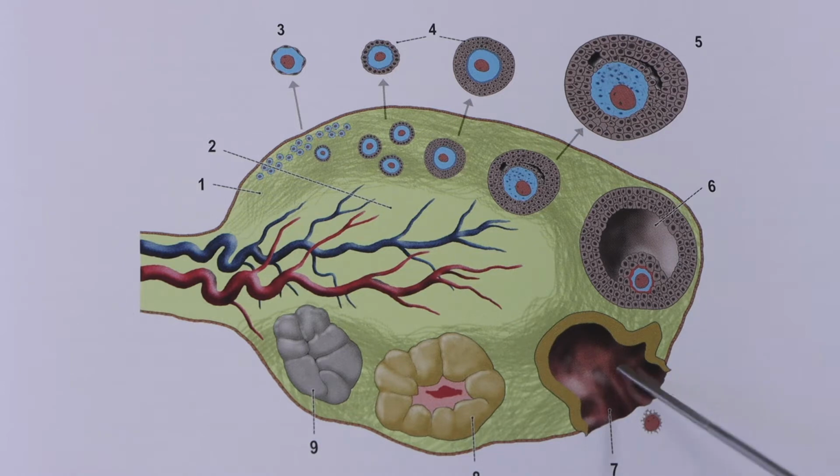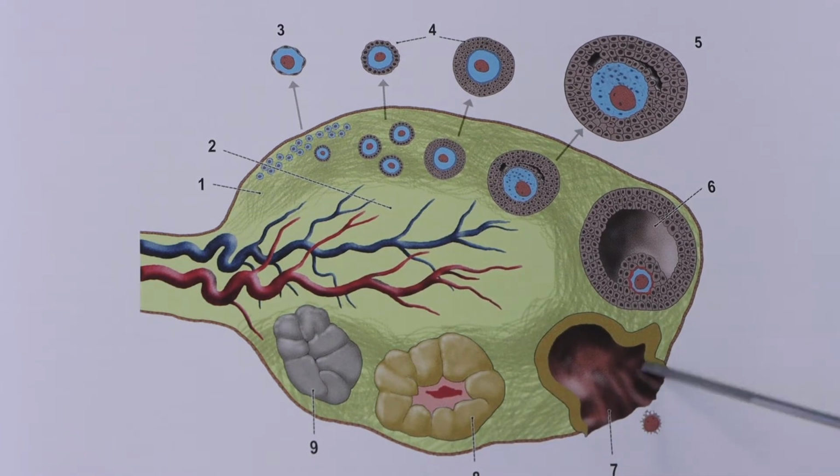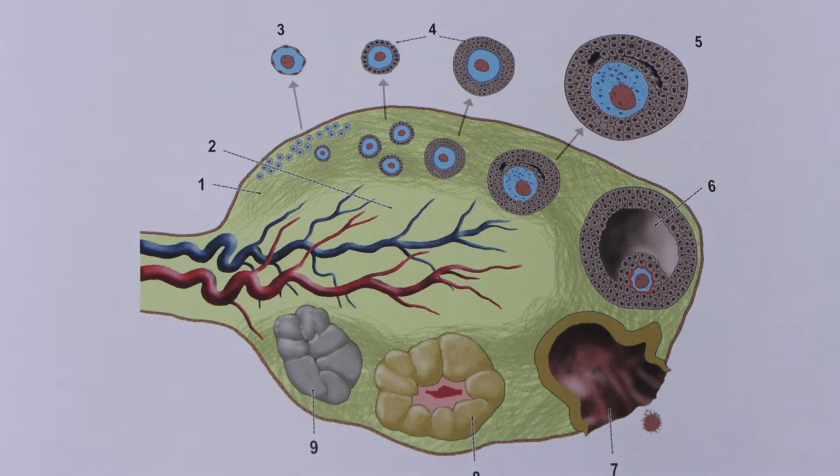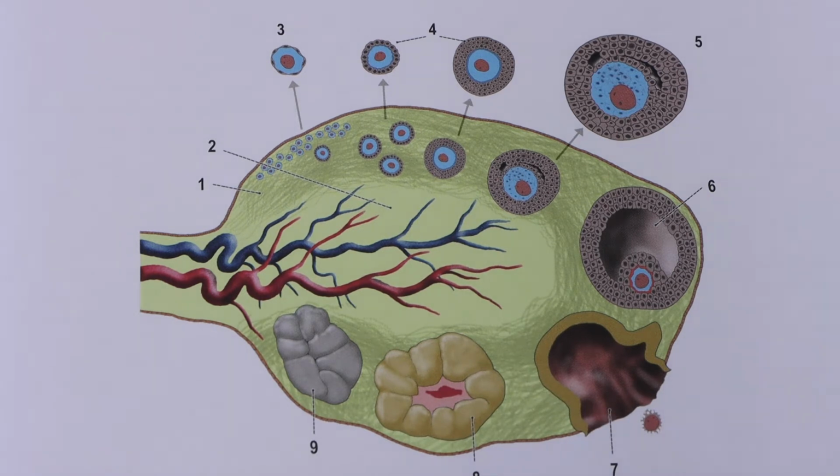So what will happen when this vesicular or Graafian follicle is ruptured? After the 14th day of the ovarian cycle, the remnant of this ruptured follicle, and also part of the theca cells of the ruptured follicle, produce a structure called the corpus luteum, or yellow body. This corpus luteum is responsible for the production of the hormone called progesterone.